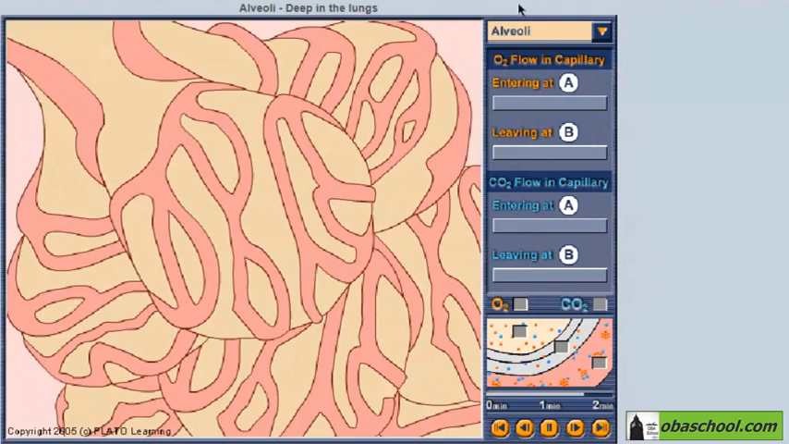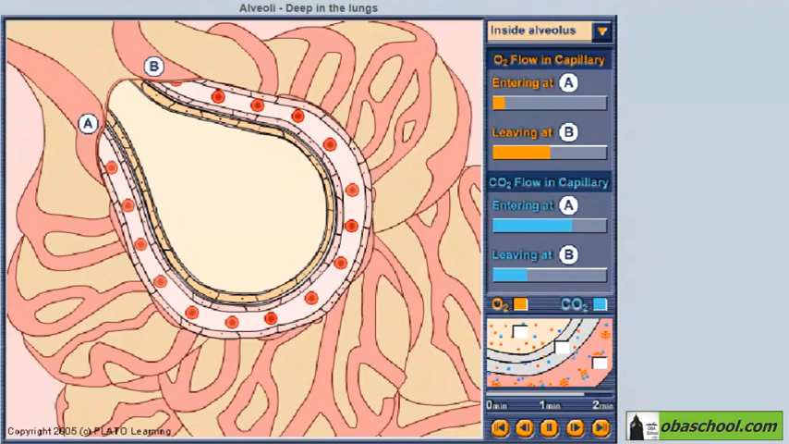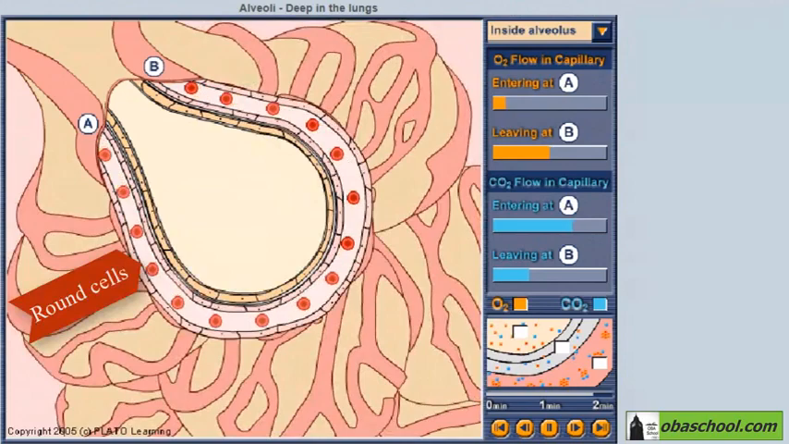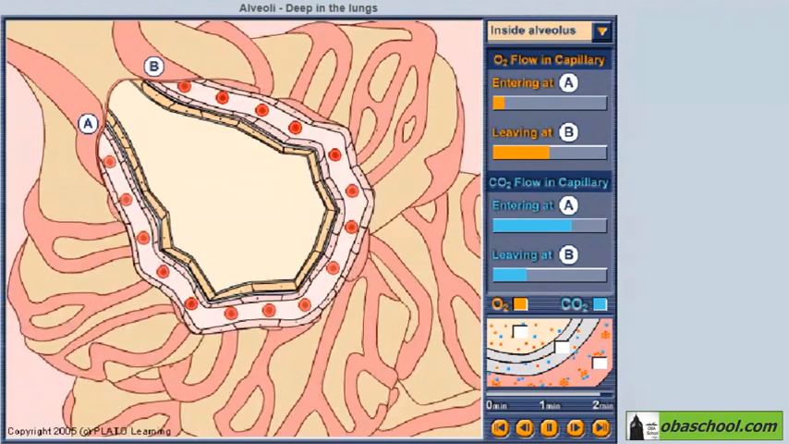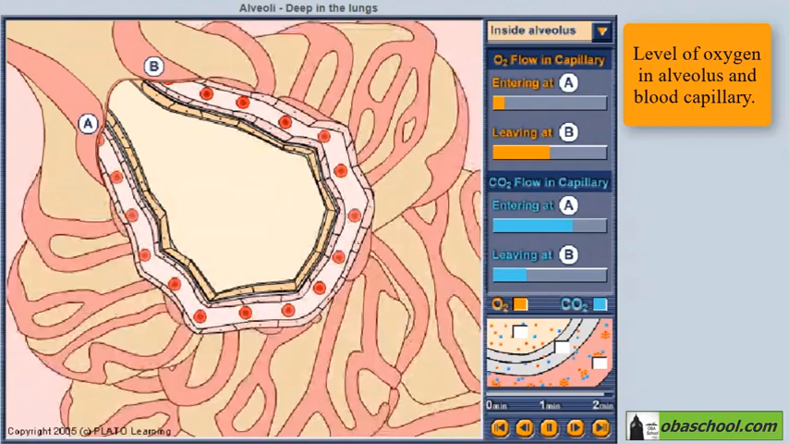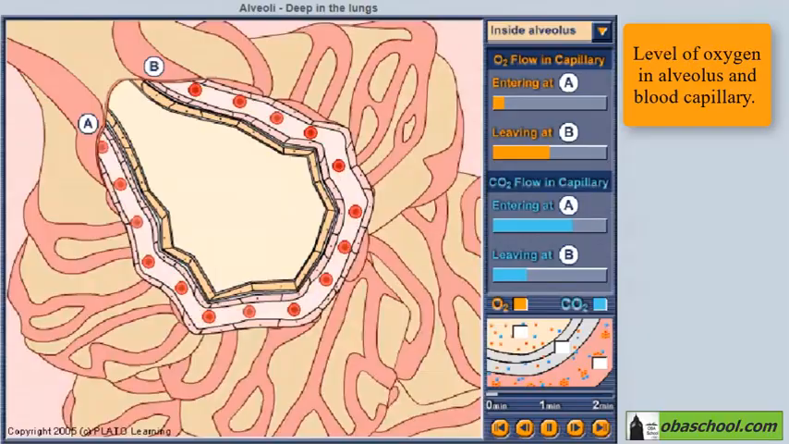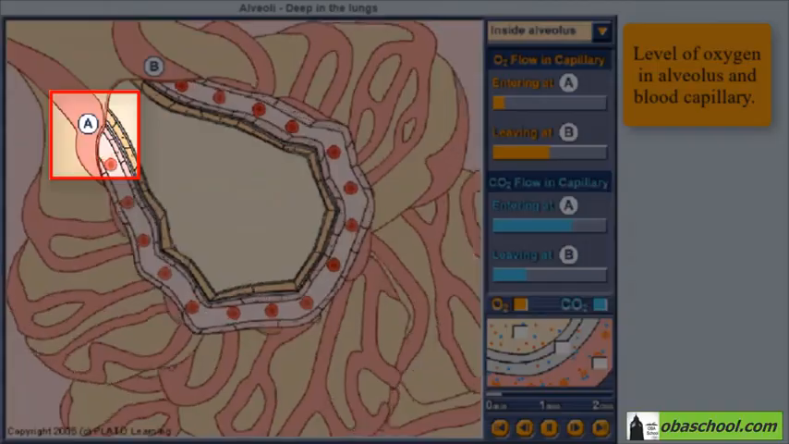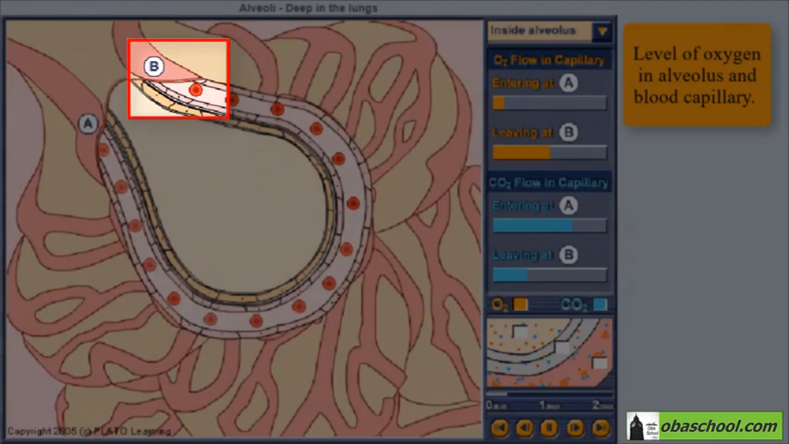And let us have a look inside the alveolus. What do you see? Well, I see round cells that are circulating inside the blood capillary, and these cells are red blood cells. So now let us explore the level of the oxygen gas in the alveolus and the blood capillary. As you can see here, we have 2 points. Point A, where the capillary first touches the alveolus, and point B, where the blood capillary last touches the alveolus.